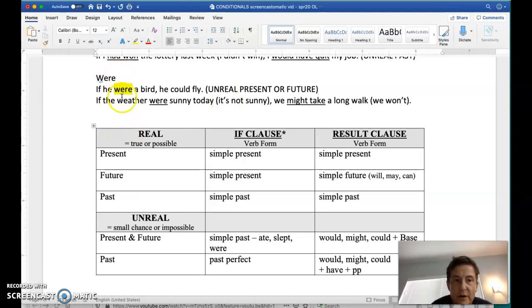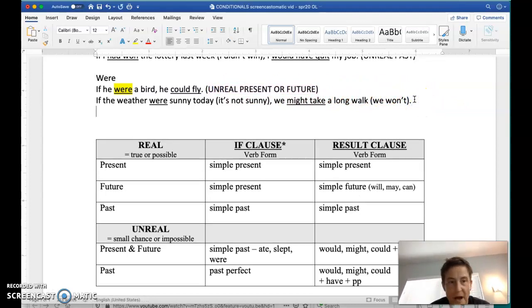If he were a bird, he could fly. That's unreal, present, or future. And if the weather were sunny today, we might take a long walk. That's also unreal, present, or future. Okay, so now let's do some past, and then pretty soon I'll be done. All right, let's do an unreal past or two.